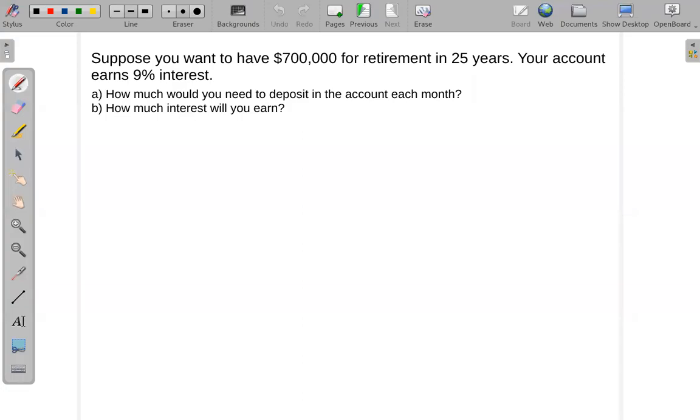Suppose you want to have $700,000 for retirement in 25 years. Your account earns 9% interest. How much would you need to deposit in the account each month? And then how much interest will you earn? So since we're making monthly deposits, this is a savings annuity.